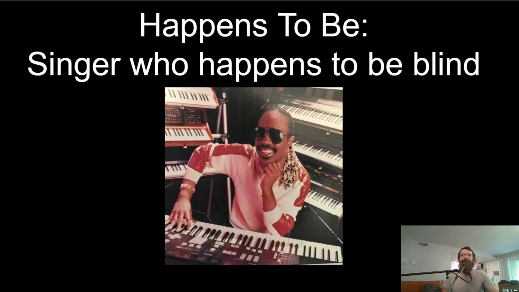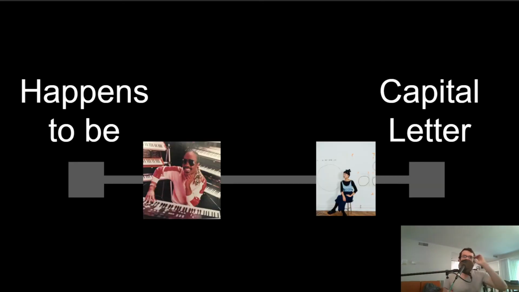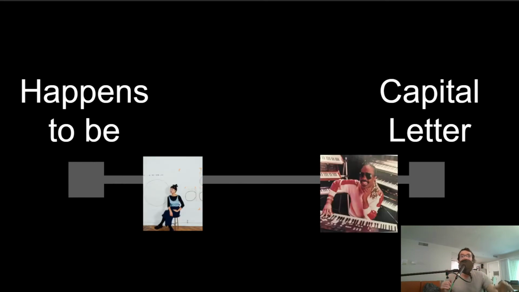And then on the other end of the spectrum is what we might call happens-to-be representation. For example, Stevie Wonder might be described as a singer who happens to be blind. And here's a picture of Stevie Wonder in the 80s, a Black man with sunglasses, smiling, surrounded by many synthesizers. And these two are really on a spectrum that can change over time and is by no means prescribed, but they definitely feel different.